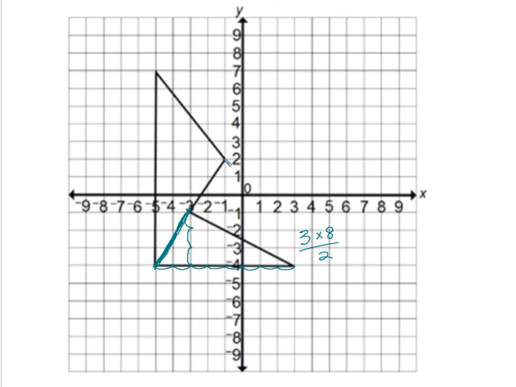Then let's go from here. I'm going to start from the highest point and go down. 1, 2, 3, 4. Start from here and go down. 1, 2, 3, 4, 5, 6, 7, 8, 9, 10, 11. Don't forget to divide it by 2 because it's a triangle. And then whatever the answers are, we're going to add them together.